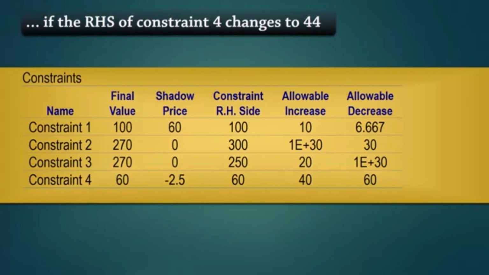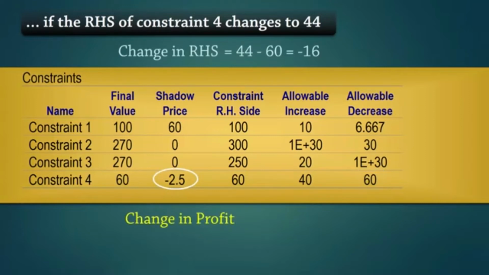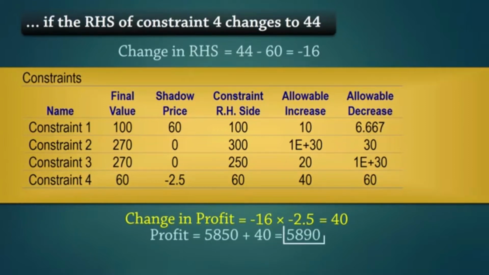Next, how will the objective function change if the right-hand side of constraint 4 changes to 44? The current right-hand side value for constraint 4 is 60. Changing it to 44 represents a decrease of 16 units, which is less than the allowable decrease of 60. Therefore, the shadow price applies and the total profit changes by negative 16 times negative 2.5 to give 40. Since this value is positive, optimal profit will actually increase by 40 to become 58.90.